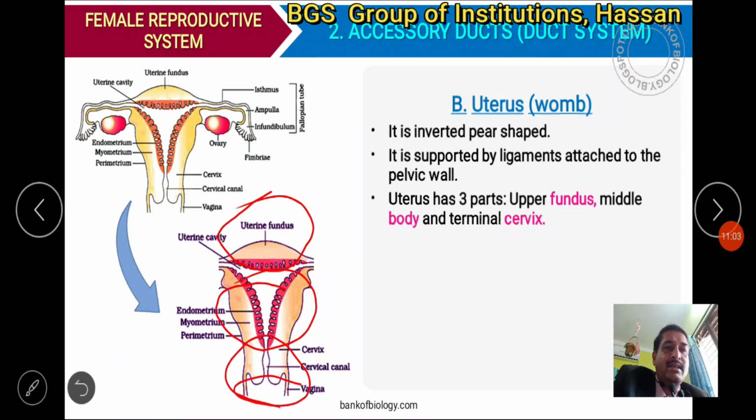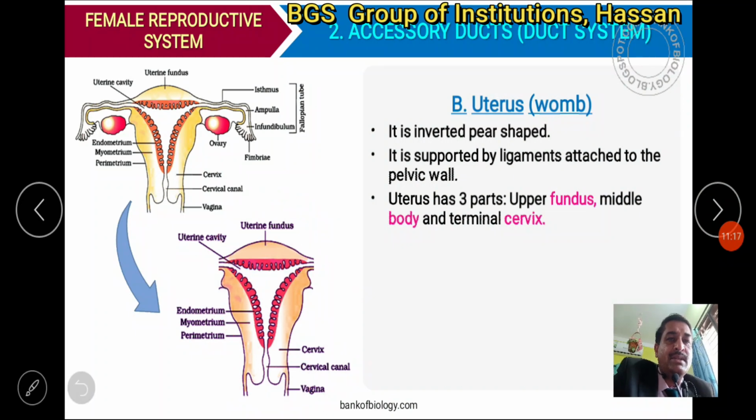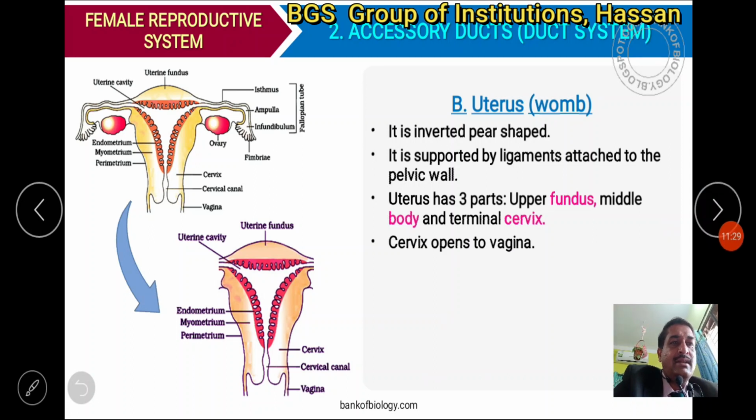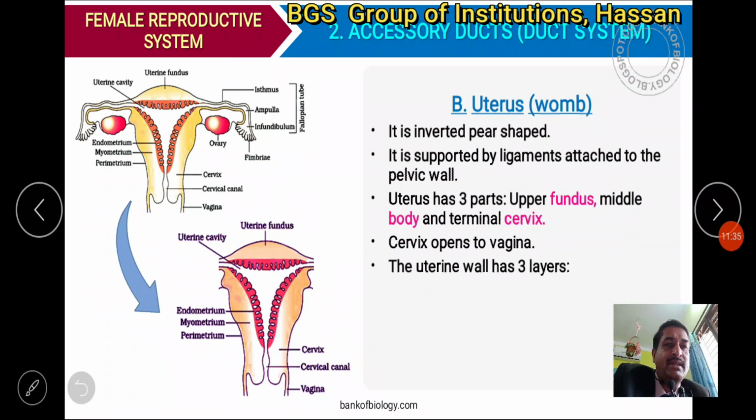Here in this part we can see the cervix. These are the major parts. This is called fundus. This is called body. This part is called cervix. These are the major three parts of the uterus: upper fundus, middle body, terminal or lower one called cervix. Then the cervix opens to the vagina. Where is the cervix? Here. Where is the vagina? Here. So the cervix opens to the vagina.